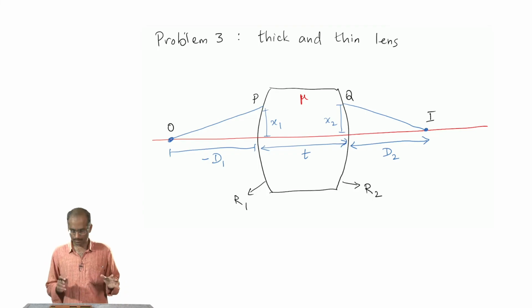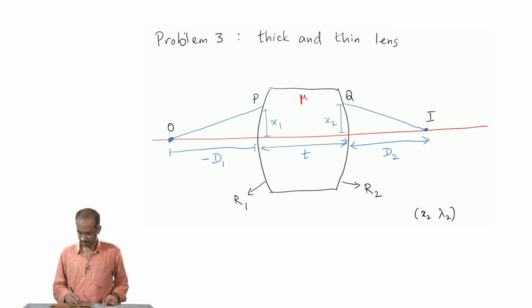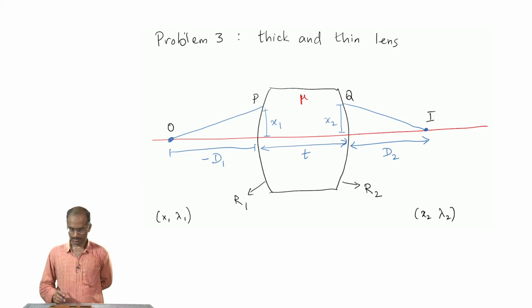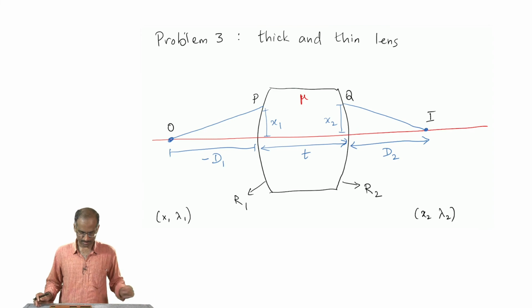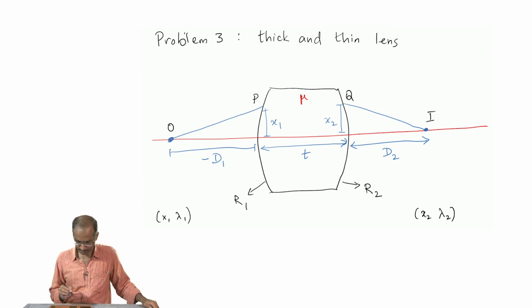So, as you can see, there are three components to it. There is a translation, and inside there is refraction, and then again translation. Which means that if my image position is described by x2, lambda2, and object is described by x1, lambda1, they will be related through a product of three matrices. So, let me directly write the product of the three matrices.